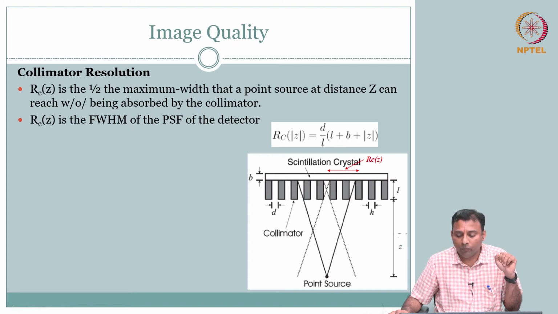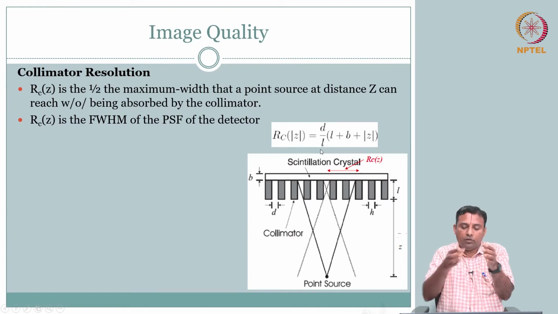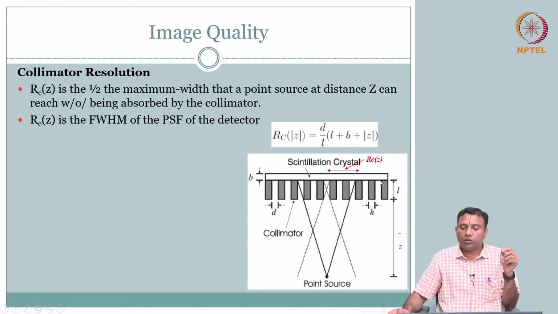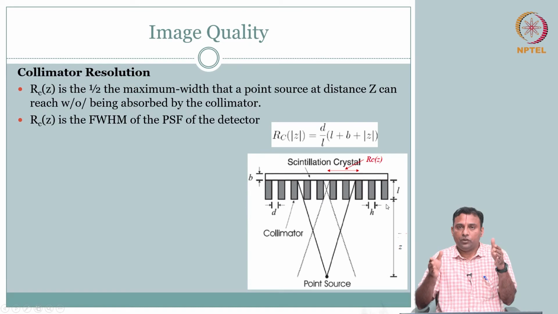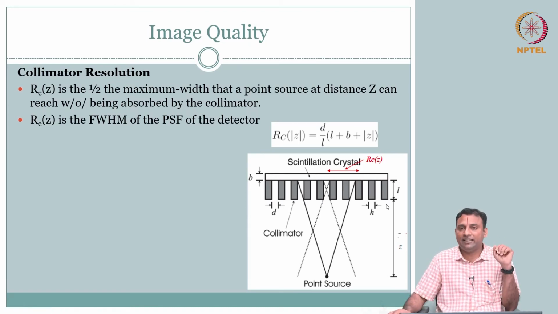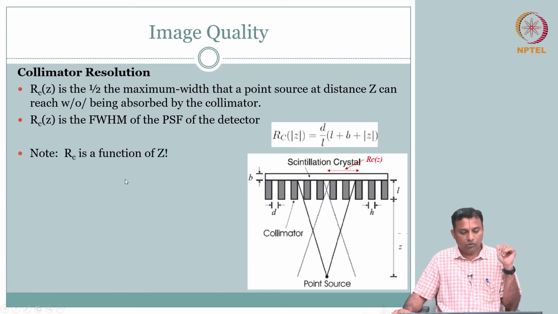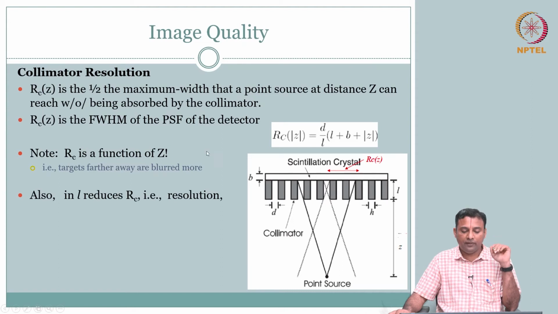Okay, but what is the challenge? If you increase L, I am going to be taller. So, I will be very specific: sensitivity will get affected. We will talk about that a little bit later. The point to note is RC is a function of Z, so targets farther away are blurred more. This is a key point, otherwise it is fine.